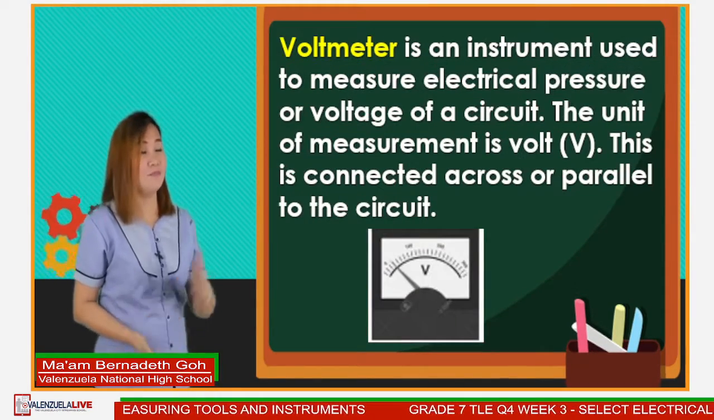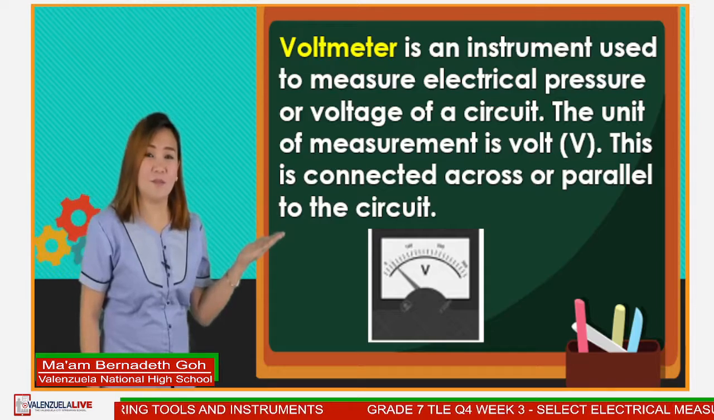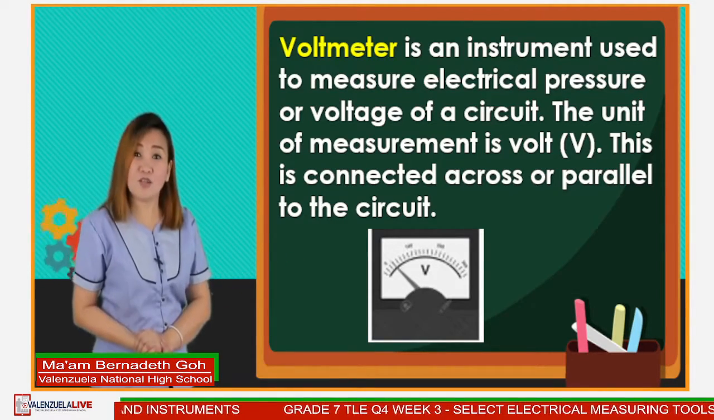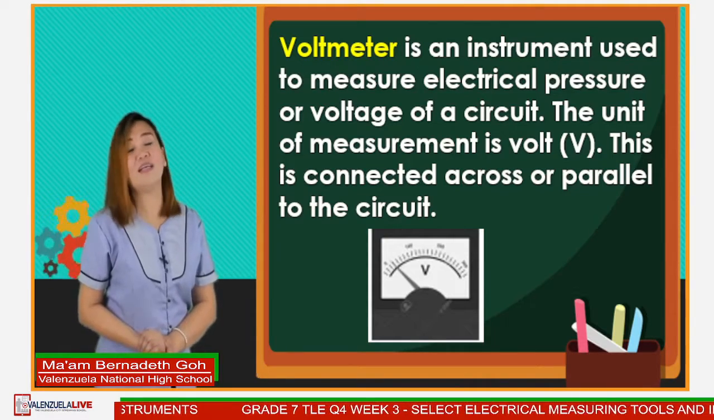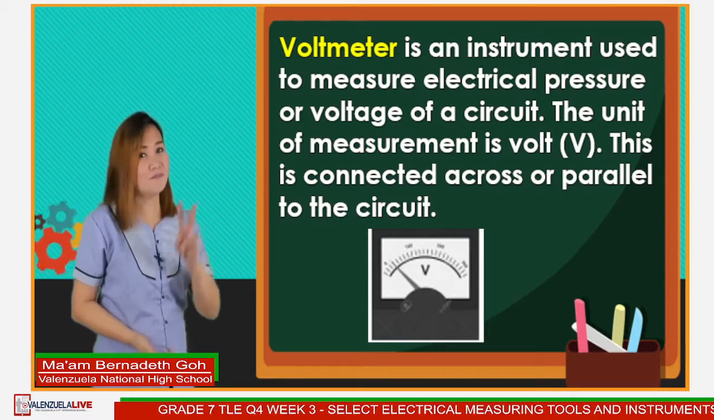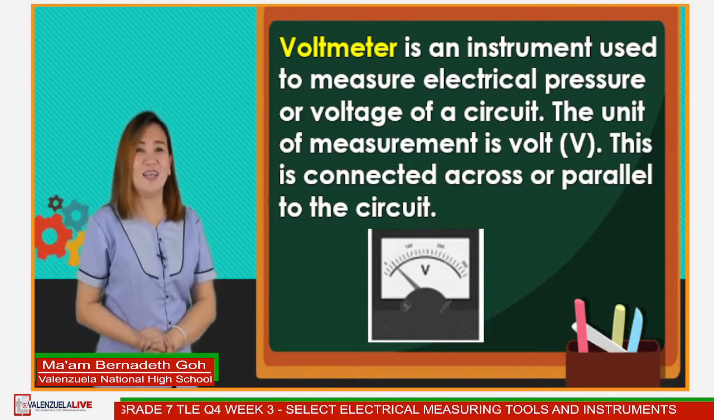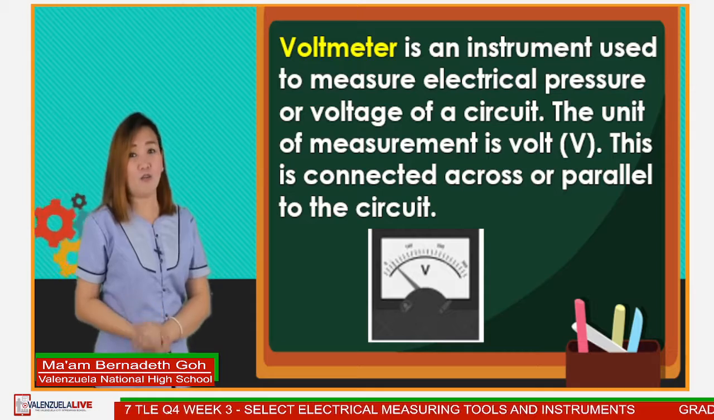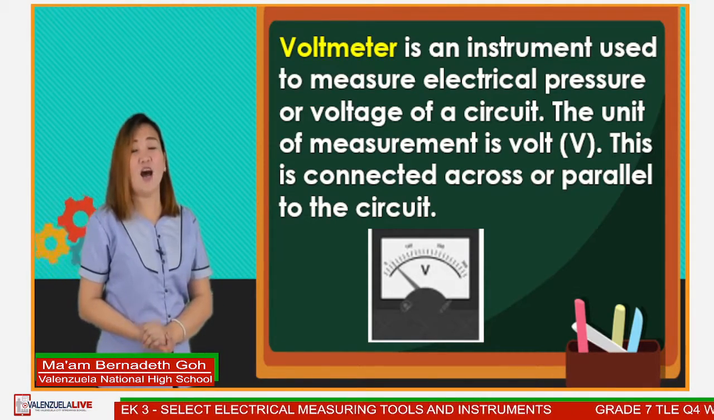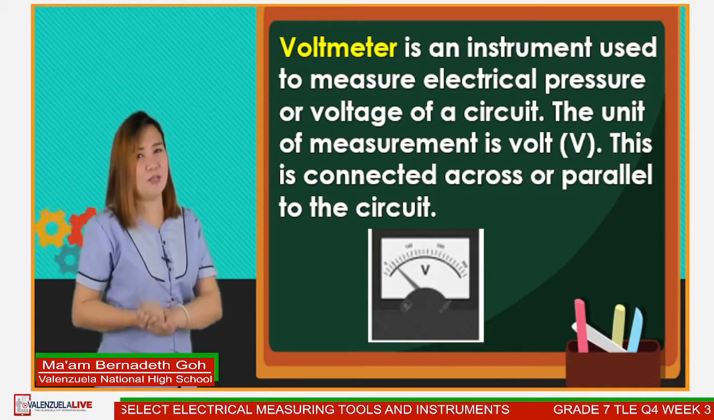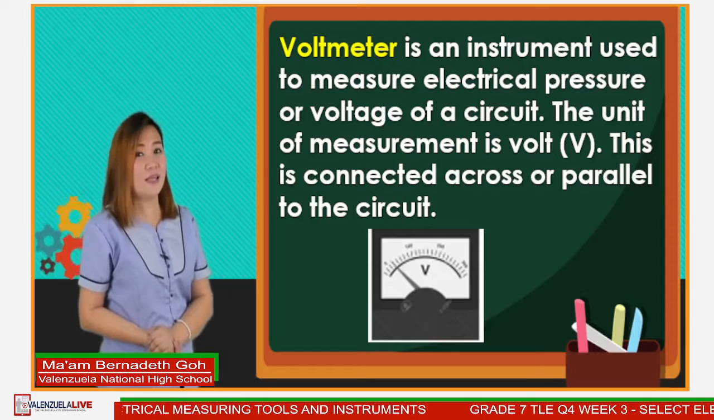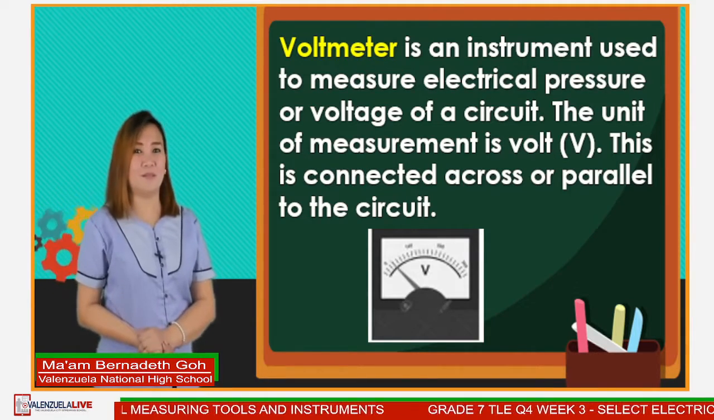Next is the voltmeter. It is an instrument used to measure the electrical pressure or voltage of a circuit. The unit of measurement is volt. This is connected across or parallel to the circuit. For instance, a voltmeter can be used to see if there is more electricity left in a battery.